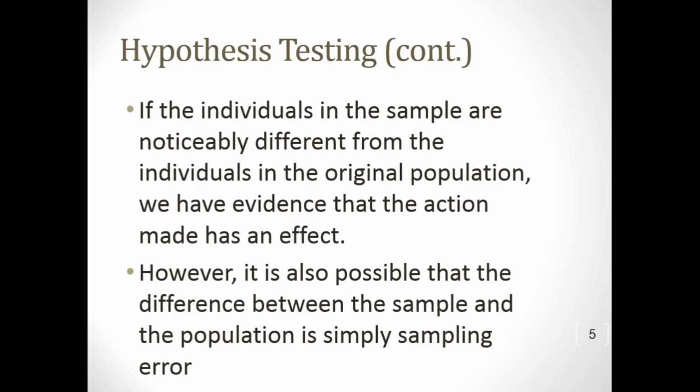If the individuals in the sample have a noticeable difference from the individuals in the original population, we have evidence that the action made has an effect. So how to measure this effect using statistical hypothesis testing, we will show you in this tutorial video. However, it is also possible that the difference between the sample and the population is simply sampling error. We'll answer this question towards the end of this tutorial video.